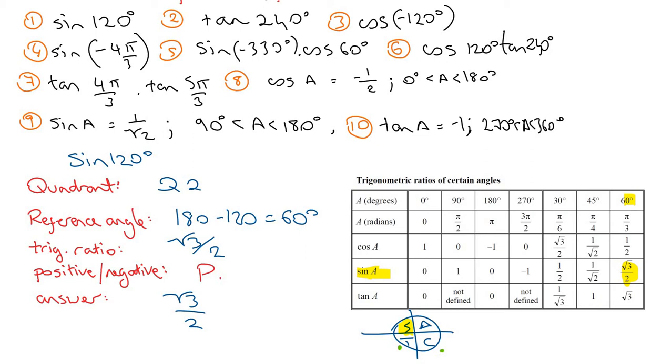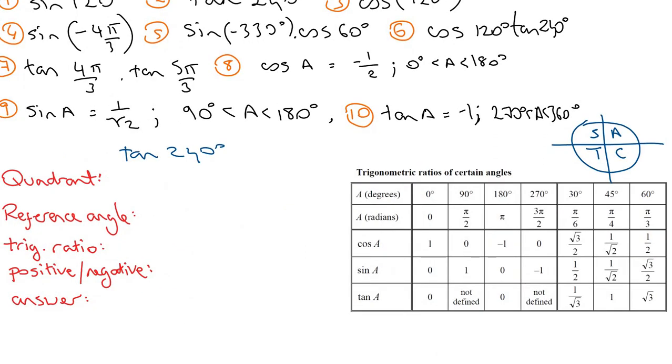So now we'll have a look at the next one, which is tan of 240 degrees. First thing we ask ourselves is what quadrant it's in. It's in quadrant number 3 because that's between 180 degrees and 270 degrees. The next thing we do is look at the reference angle. The reference angle in quadrant 3 is found by subtracting 180 degrees from our angle. And here we're left with 60 degrees.